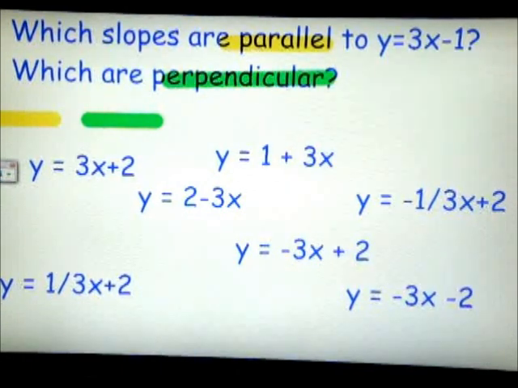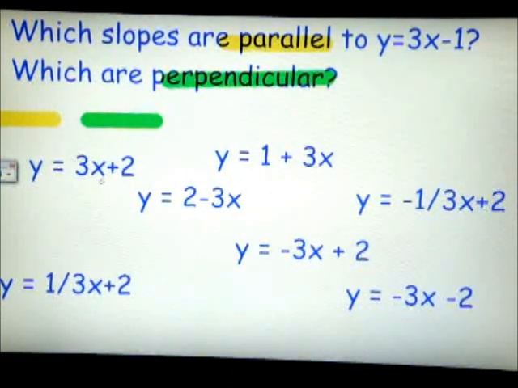What we're going to do next is take a look at all of these equations here and see if we can determine which ones are parallel to y equals 3x minus 1 and which ones are perpendicular. I'm going to go through each example, and if they're parallel, I'm going to highlight them yellow, and if they're perpendicular, I'm going to highlight them in green. So let's go left to right, top to bottom.